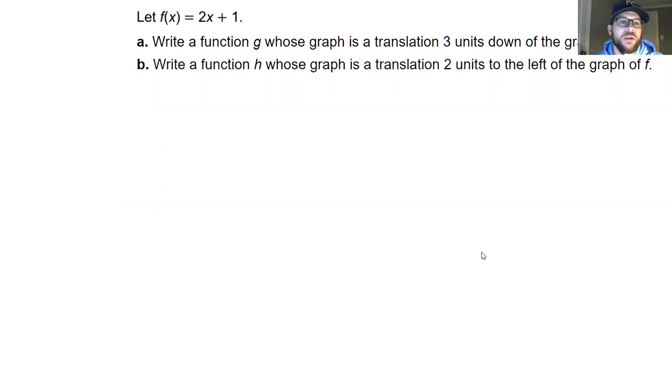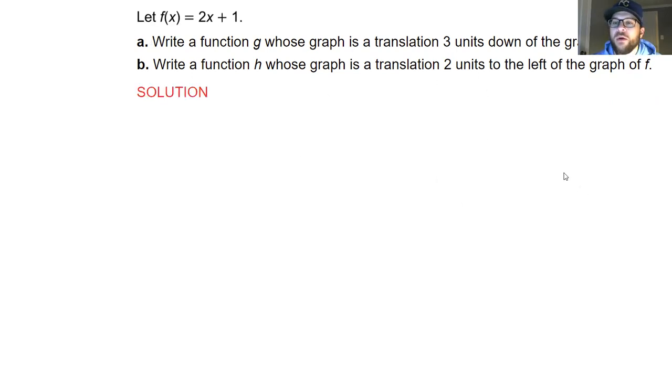All right, so looking at a linear function where f of x is 2x plus 1, we're going to write a function g whose graph is a translation of 3 units down from that f of x, and then write a function h that is translating 2 units to the left of the graph of f. So this is going to be our starting equation, 2x plus 1. Not necessarily a parent, but this is what we're starting with.